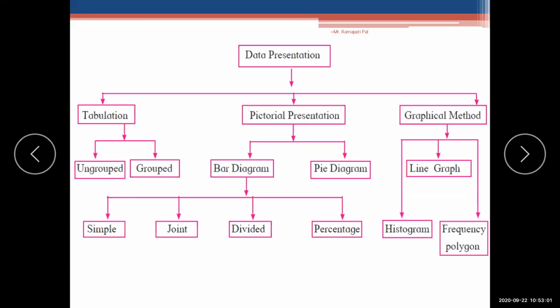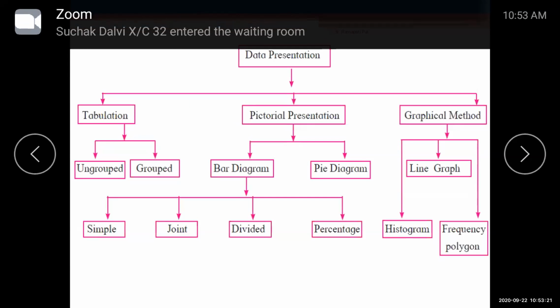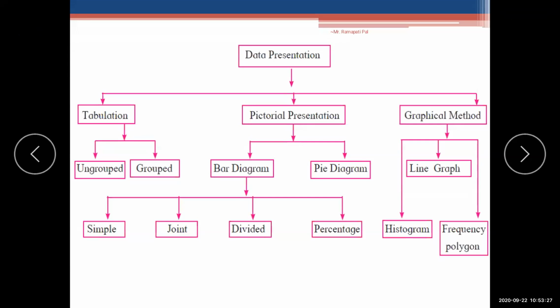Now in the pictorial presentation, bar graph and pie diagram are there. The pie diagram we will see in the next exercise, and the bar diagram we have learned in the 9th standard. It is divided into 4 types: simple bar, joint bar, divided bar, and percentage bar diagram. Now in the graphical method, line graph is there.